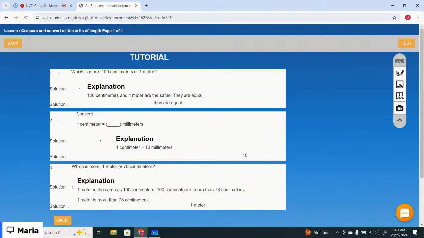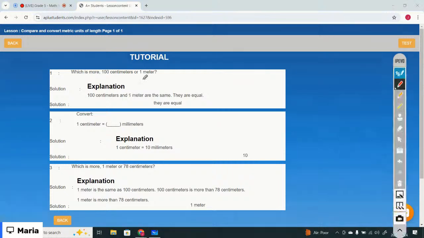Got it? So here you are given 1 meter or 100 centimeters. They both are exactly same. So they are exactly equal. The correct option is equal.